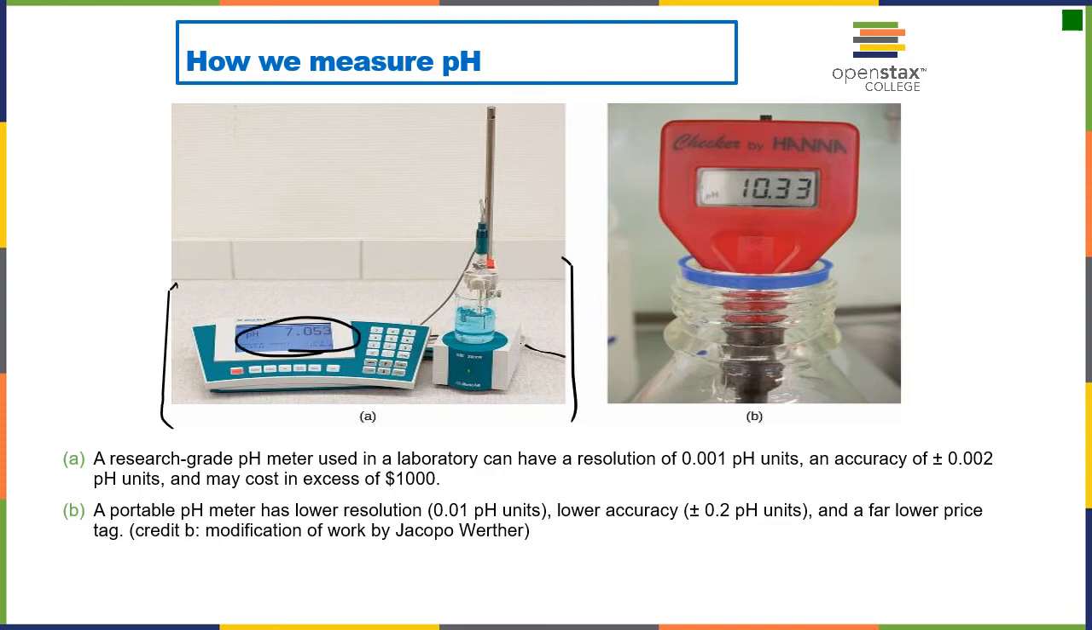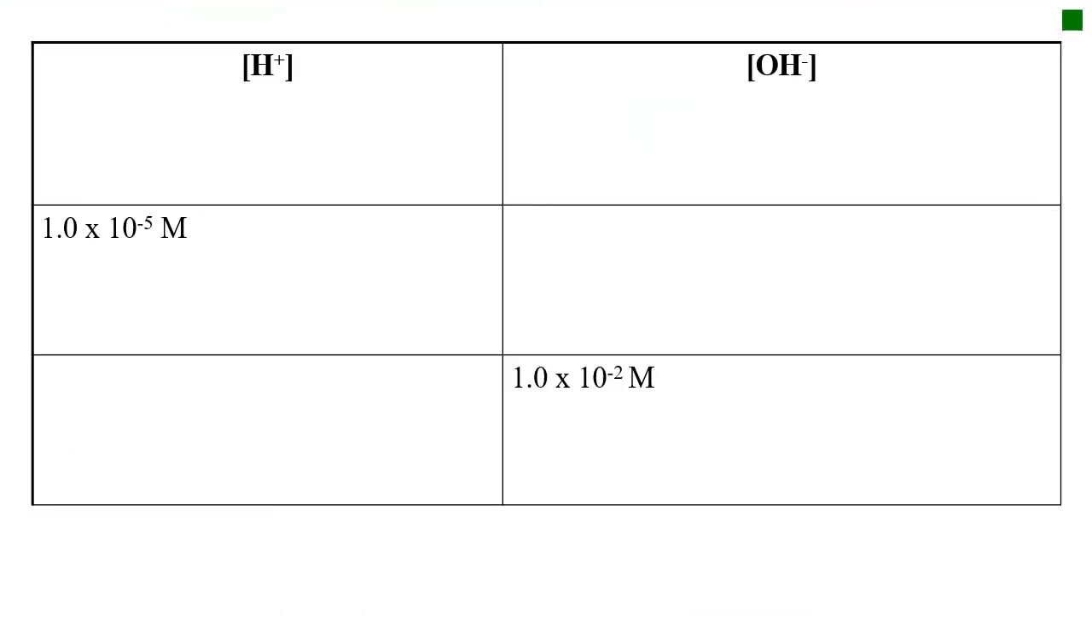You can actually get quite a bit of accuracy out of these for a good grade one. A portable one, something with a lower accuracy, might be good to about 0.2 pH units, and they're nice and cheap, but they're nice to have around so you can have an idea of the pH of solutions.